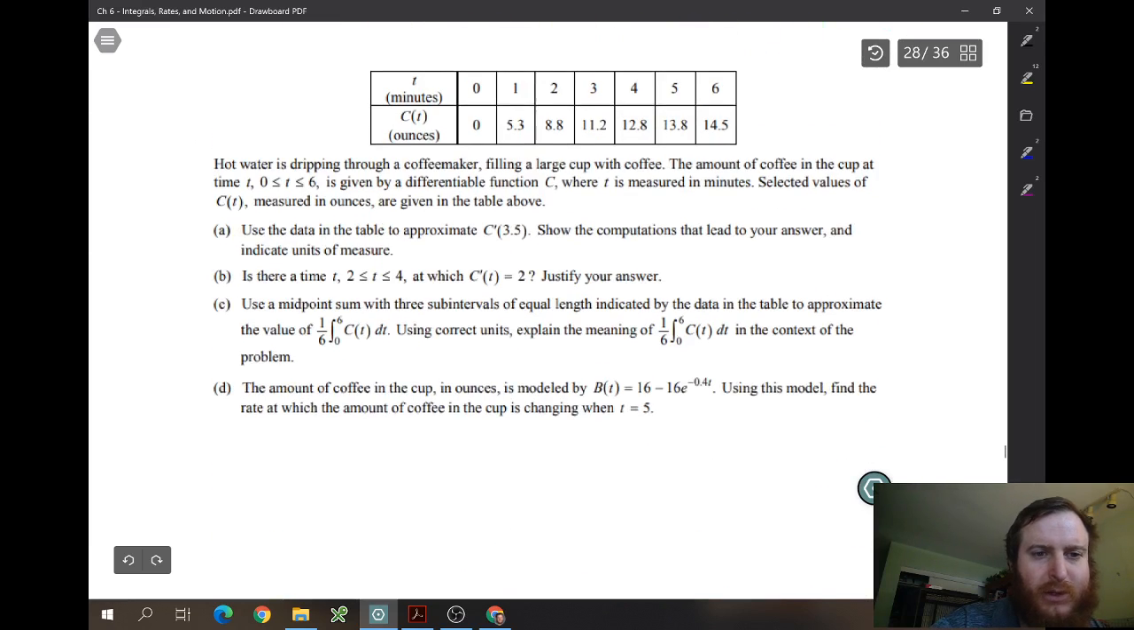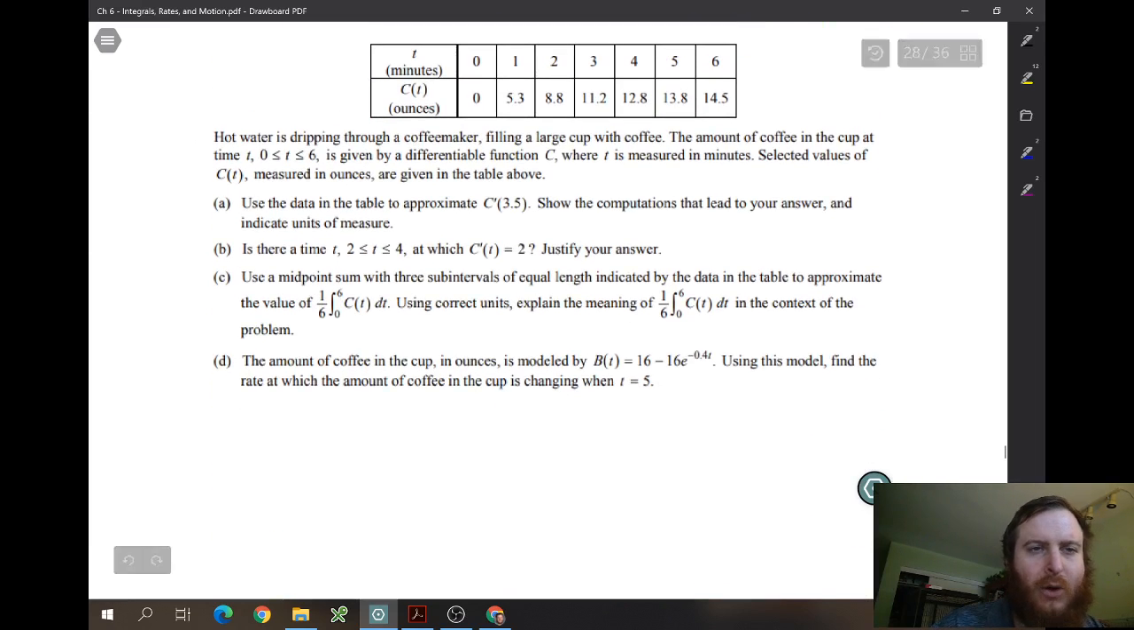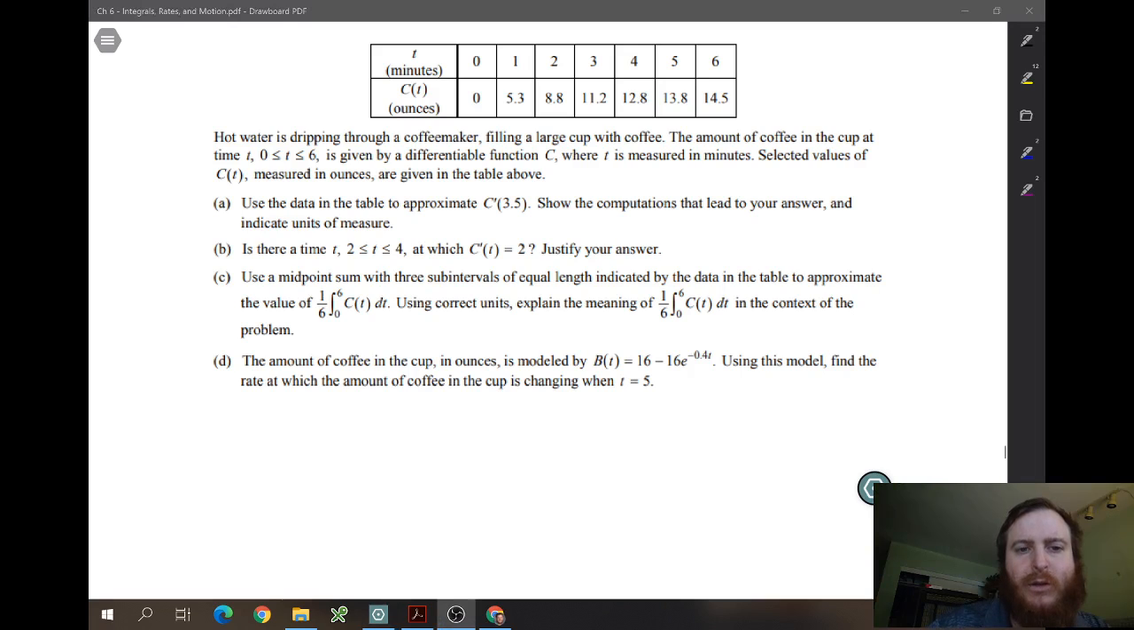All right, next up we have hot water. And these ones I'm going to do with you guys just to get that experience because they are kind of difficult. Okay, so we have hot water. We're given this table. And it says the amount of coffee in the cup is given by C, where t is in minutes. And so C is not the rate, it's already the amount. So we want to be careful. C is already the amount. Use the table to approximate C prime of 3.5 and show your computations and indicate units.